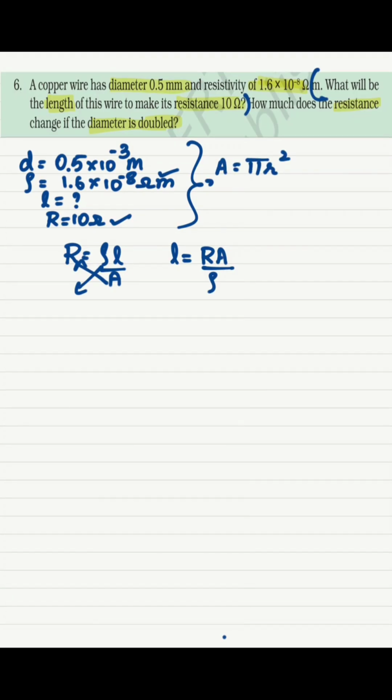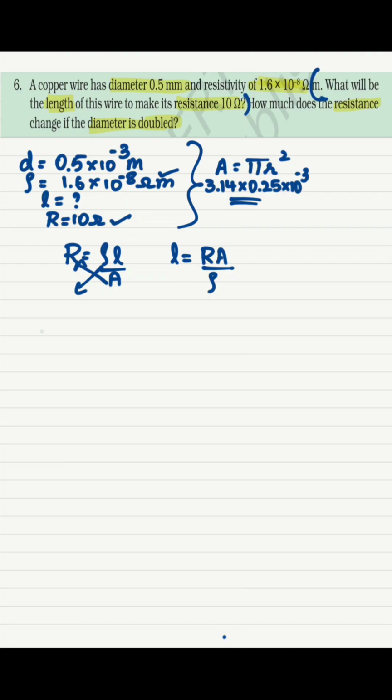It will be equal to 3.14 into r, which is nothing but diameter by 2. So 0.5 by 2 is 0.25 into 10 power minus 3. So now we have got the value of A. You can simplify here only, or else we can carry forward. So we shall carry forward.